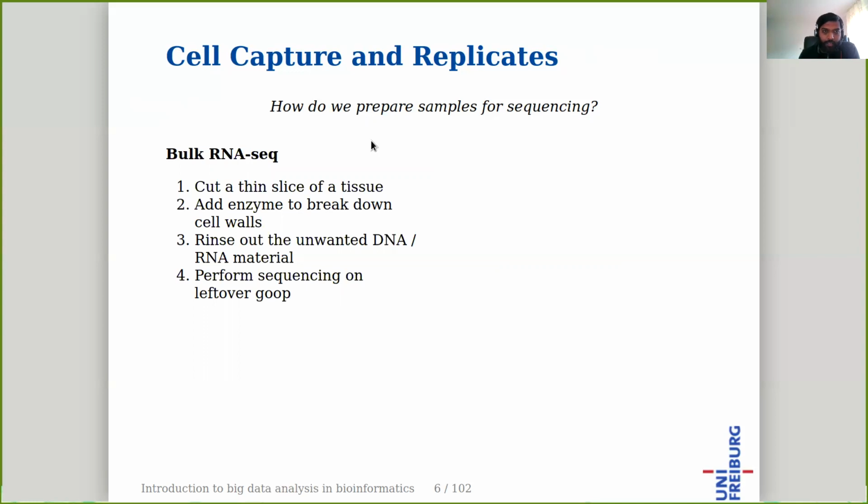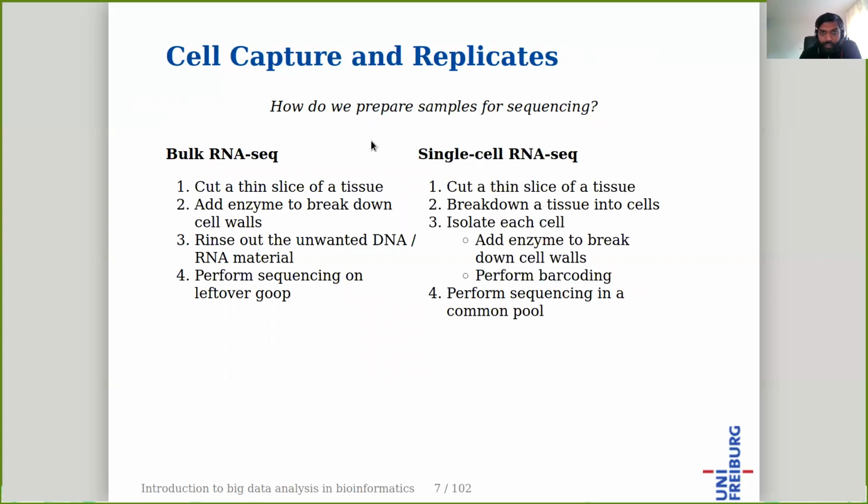So usually people just deplete the ribosomal RNA, and then after that, the sequencing is performed on the whole leftover RNA in the sample.